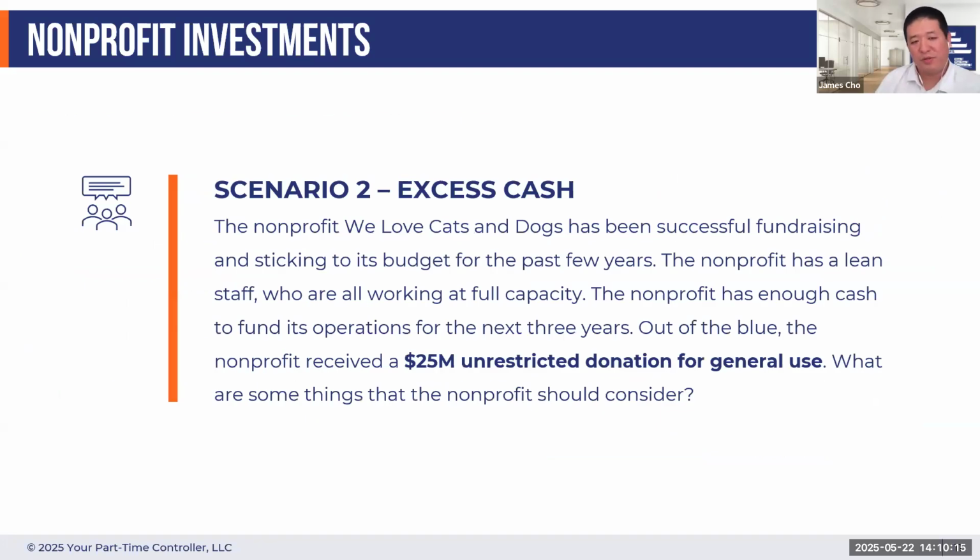So scenario two, an example of excess cash. The nonprofit We Love Cats and Dogs has been successful fundraising and sticking to its budget for the past few years. The nonprofit has a lean staff who are all working at full capacity. The nonprofit has enough cash to fund its operations for the next 3 years. Then out of the blue, the nonprofit received a $25 million unrestricted donation for general use. What are some things that the nonprofit should consider?